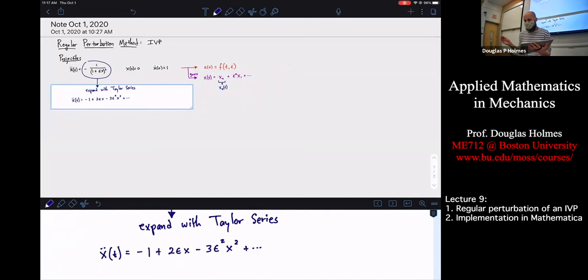Okay. Oops, I should be a little bit more careful. Oh yeah, no, that's fine. Okay. So there's our approximated equation that we're looking to solve.